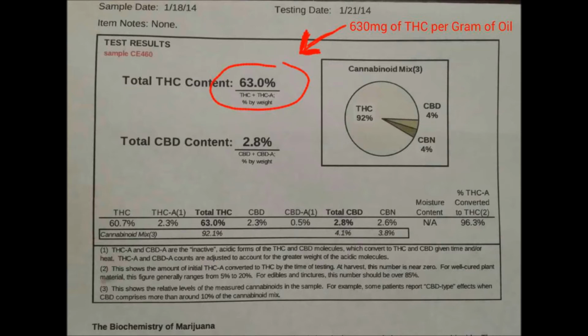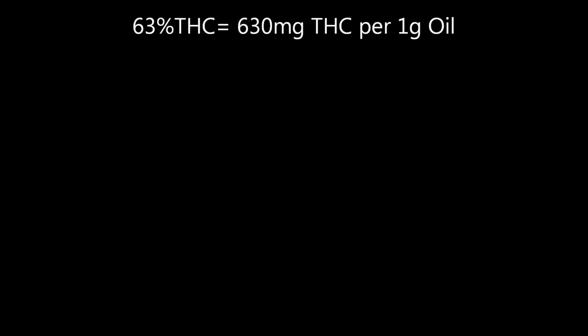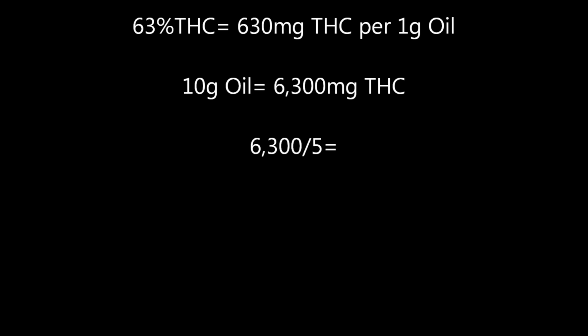If you have an oil that is 63% THC, you have 630 milligrams of THC per 1 gram of oil. If you have 10 grams of oil, you have a total of 6,300 milligrams of THC. Divide your total milligrams of THC by 5, and this will give you the total amount of oil needed to obtain 5 milligrams of THC per 1 ml of oil.